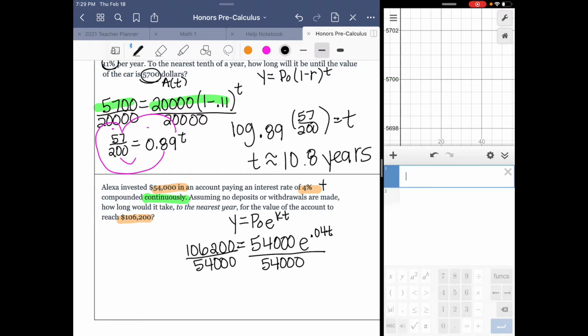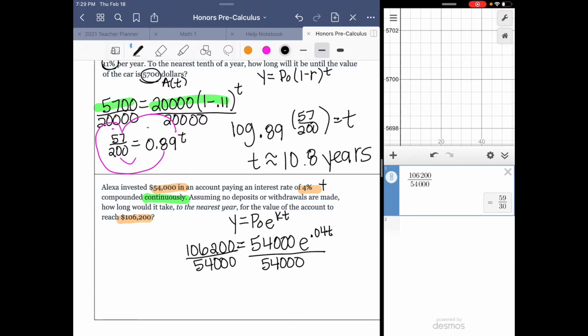And again, keep your exact values. Do not round until the very end. All right, so when we simplify that, I got 59 over 30. If you don't want to simplify, that's fine. You're just going to have to write more numbers.